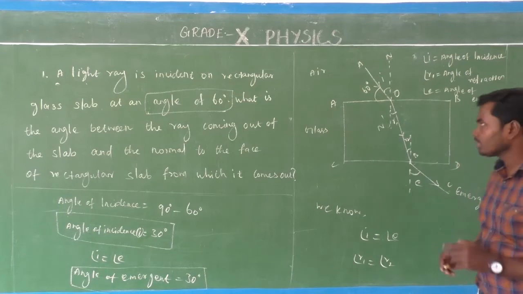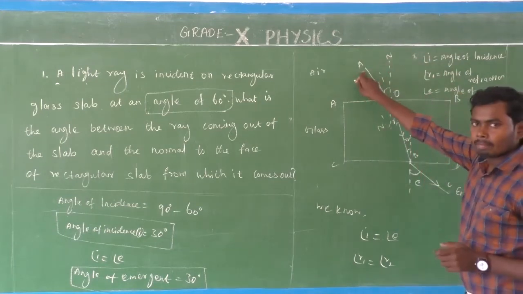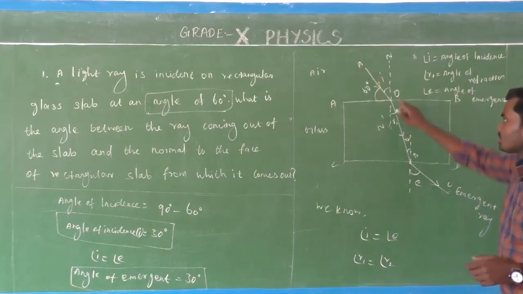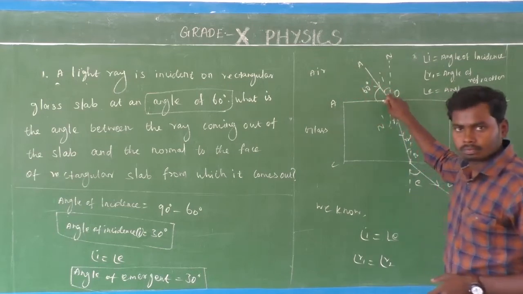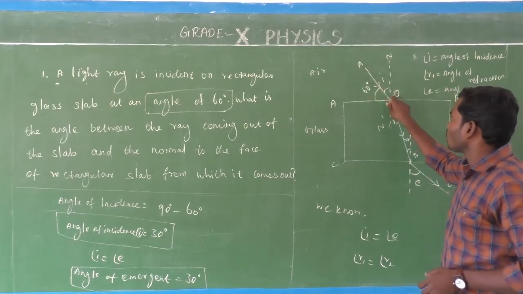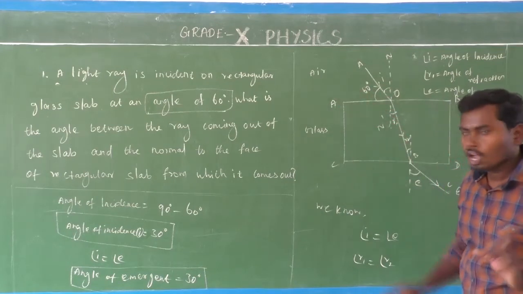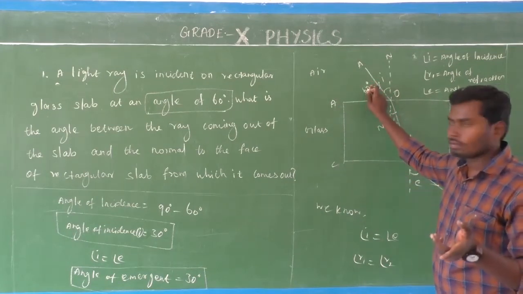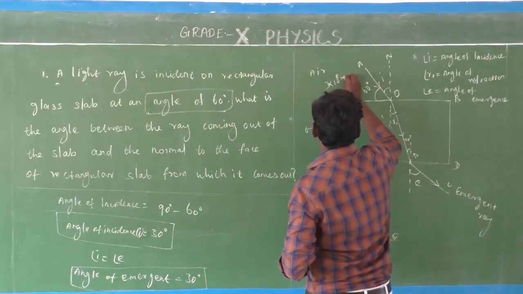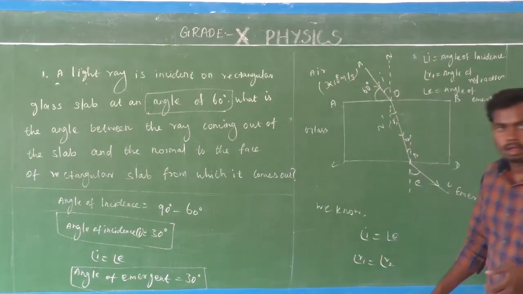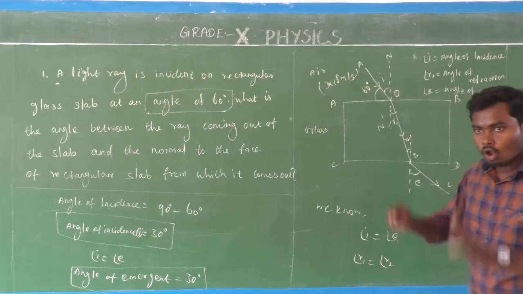Look here, the first part. The incident ray AO travels in what medium? Only the air medium. The speed of light in air is 3 into 10 to the power of 8 meter per second.